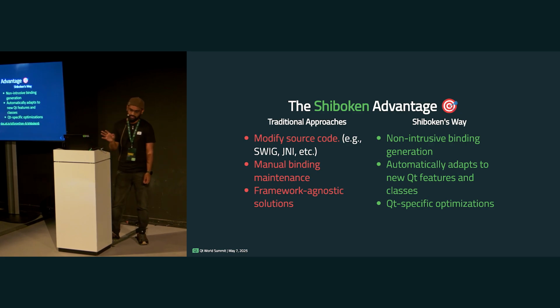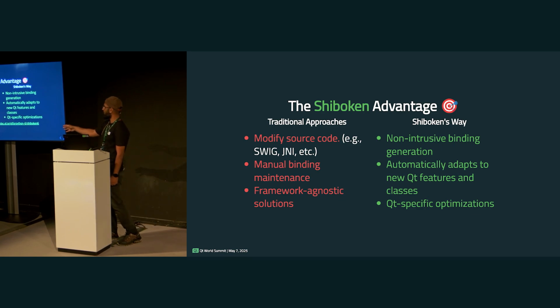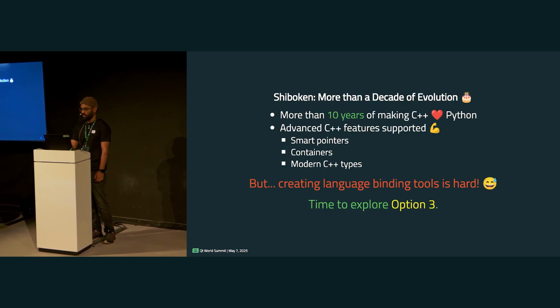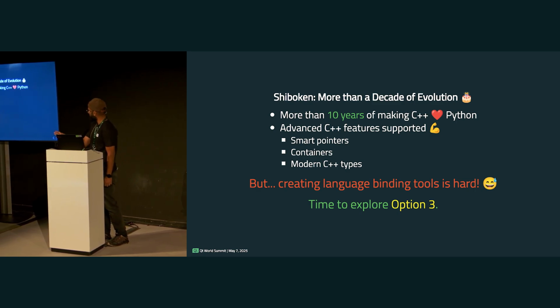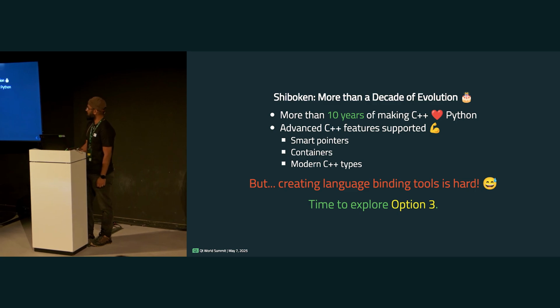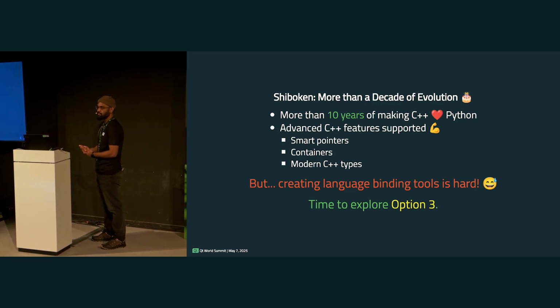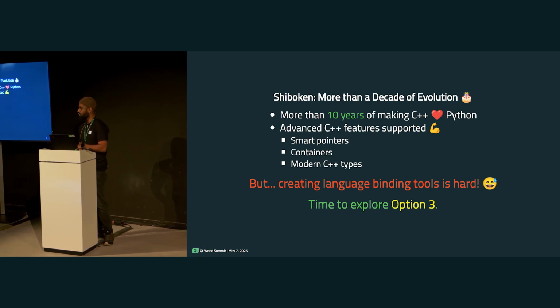My talk is really not about Shiboken, so I don't want to dwell too much on this. But do check out the documentation of Shiboken, it's really easy to use. Anyway, Shiboken has existed for more than a decade now. That's more than 10 years of creating Python bindings for C++. And over the years, we have added support for a large number of C++ features like smart pointers, different C++ containers, modern C++ types, and so on.